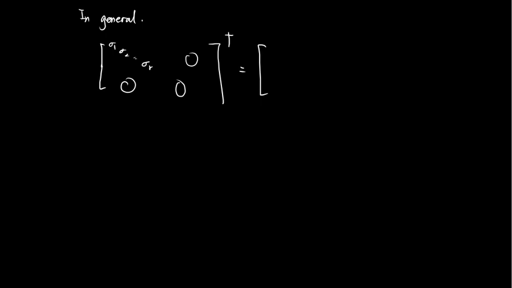In general, if you have a matrix which is sigma 1, sigma 2, up to sigma r, this is the singular value decomposition, the form in the singular value decomposition. You have a lot of zeros here. Then its dagger is equal to just the inverse of that.